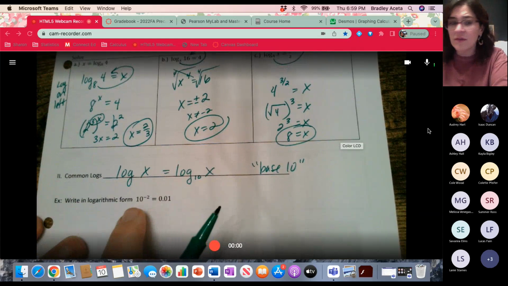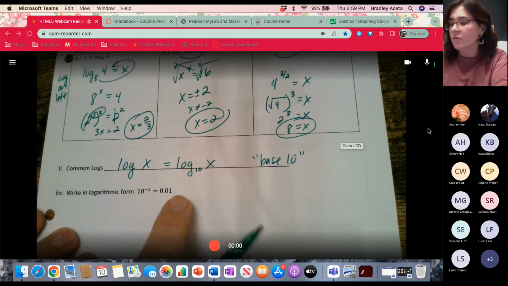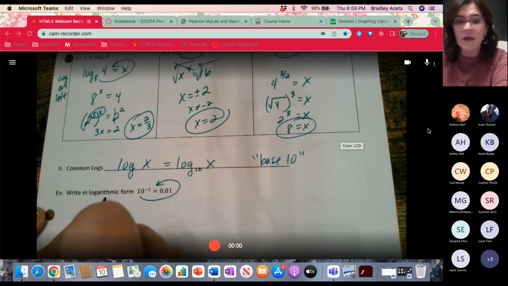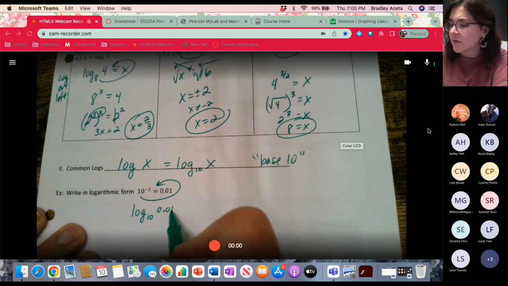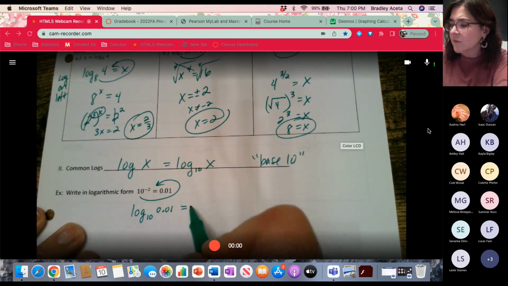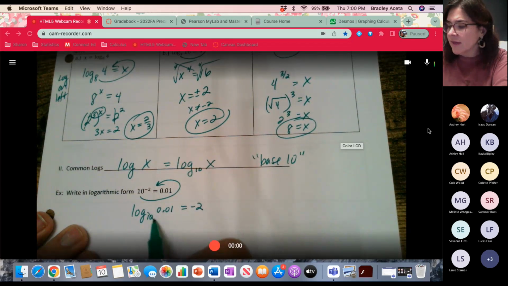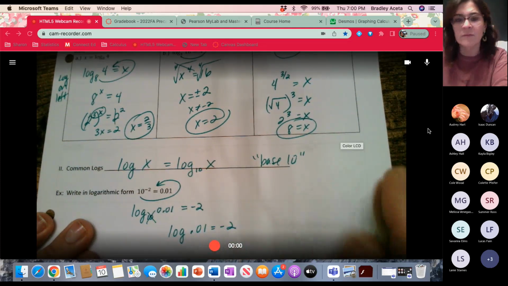So again, 10 to the -2 equals 0.01. If I do the whole zoop wrap around, I can write the logarithmic form by saying log, my 10 is my base, wrap around goes right here, 0.01 equals my exponent. But you really don't need to write that 10. You just have to write log 0.01 equals -2.